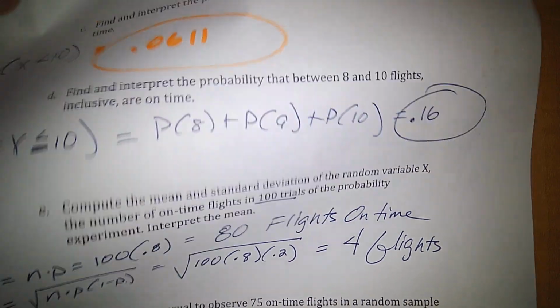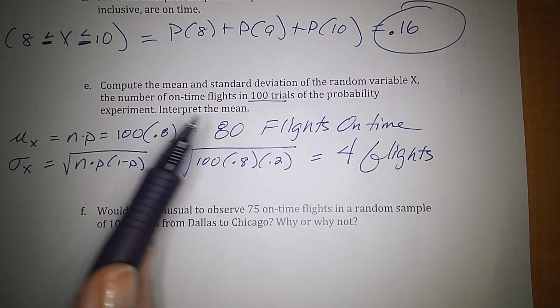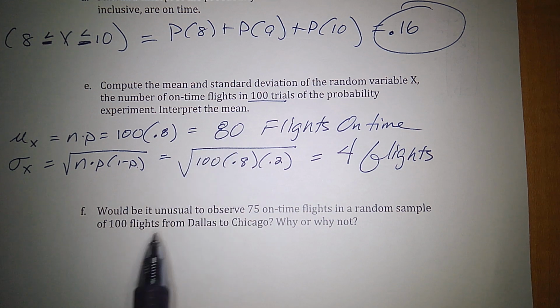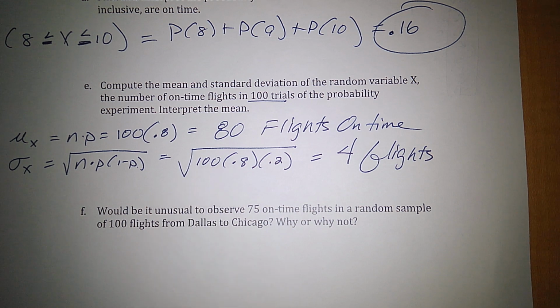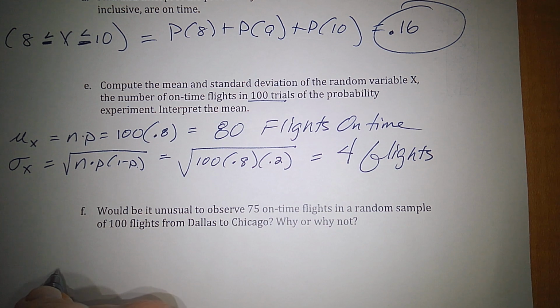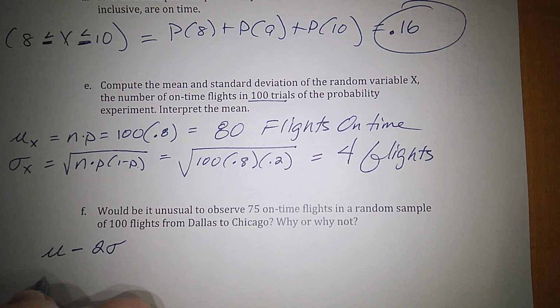So for the last question, it asks, would it be unusual to observe 75 on-time flights in this grouping of 100? Certainly 75 would be less than average, but is it enough less that it is considered unusual? Well, remember, unusual is going to be anything outside of 2 standard deviations. So if we know what a deviation is worth, we know anything would be unusual if it's more or less than 2 deviations away. So let's take the mean and subtract 2 deviations, and add 2 deviations, and find out what that upper and that lower limit are going to be.